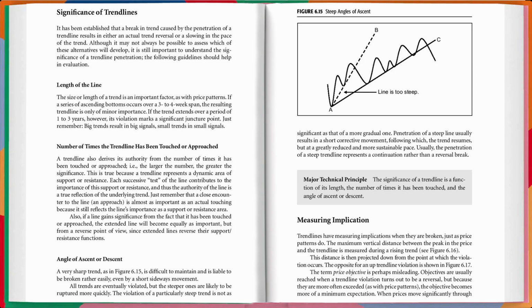Length of the line. The size or length of a trend is an important factor, as with price patterns. If a series of ascending bottoms occurs over a 3 to 4 week span, the resulting trend line is only of minor importance. If the trend extends over a period of 1 to 3 years, however, its violation marks a significant juncture point. Just remember, big trends result in big signals, small trends in small signals.